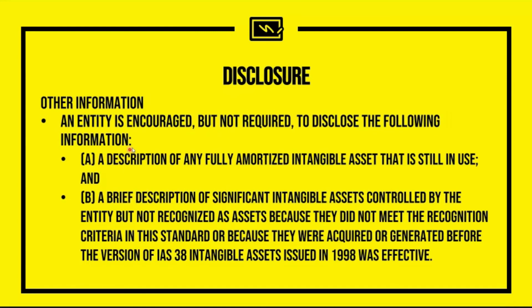Okay, other information, the entity is also encouraged but not required to disclose the following information. First, a description of any fully amortized intangible asset that is still in use. Okay? So this is generally going to talk about intangible assets that are for internal use only. Okay? And letter B, a brief description of significant intangible assets controlled by the entity but not recognized as assets because they did not meet the recognition criteria in this standard, or because they were acquired or generated before the version of IAS 38 issued in 1998 was effective.